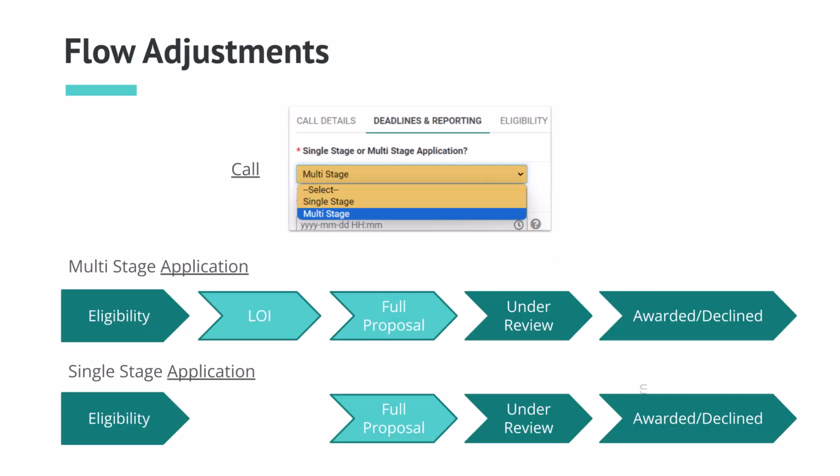Let's now explore how our application flow can dynamically adjust based on selections made in the call. This flexibility allows us to tailor the application process to meet specific needs and requirements. One key aspect is the ability to choose between a multi-stage or single-stage application process. If specified in the call, a multi-stage application flow can be implemented involving initial stages such as LOI, letter of intent, followed by a full proposal stage. In contrast, single-stage applications skip the LOI step and proceed directly to the full proposal stage. This customization ensures that the application process aligns with your organization's unique flow and requirements.